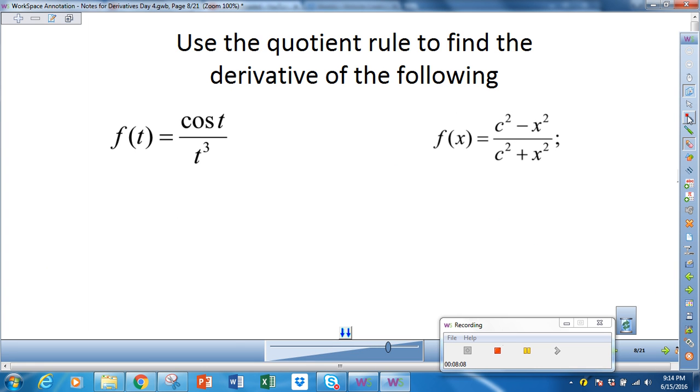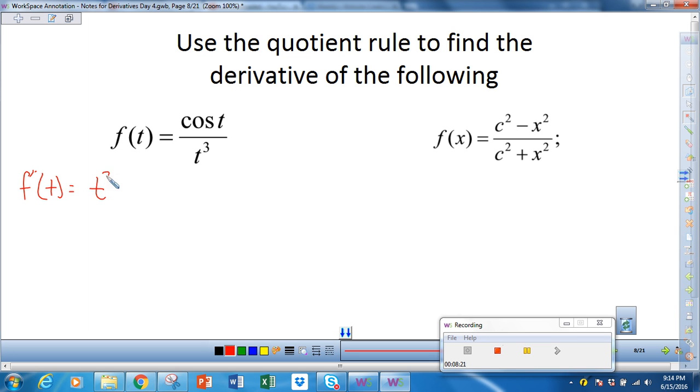You want to try another one? You want to pause it and see if you can do it and then come back and see the answer. That would be a great idea. But we're going to do low times the derivative of the high, minus high times the derivative of the low, all over low squared.